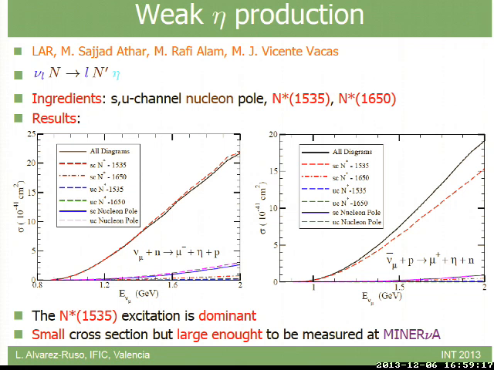So you actually evaluate these channel diagrams in diagrammatic language. Yeah. So we have nucleon poles. There is nothing else from the non-resonant contribution, at least with the leading Lagrangians, and then we have N-star 1535 and N-star 1650, and we predict some cross sections which are largely dominated by N-star 1535. The cross sections look small, but still, perhaps they are large enough to be studied at MINERvA. Okay, so with this, I wanted to conclude.